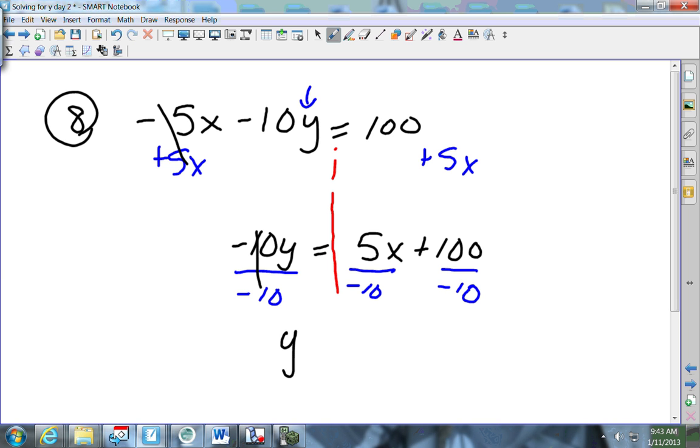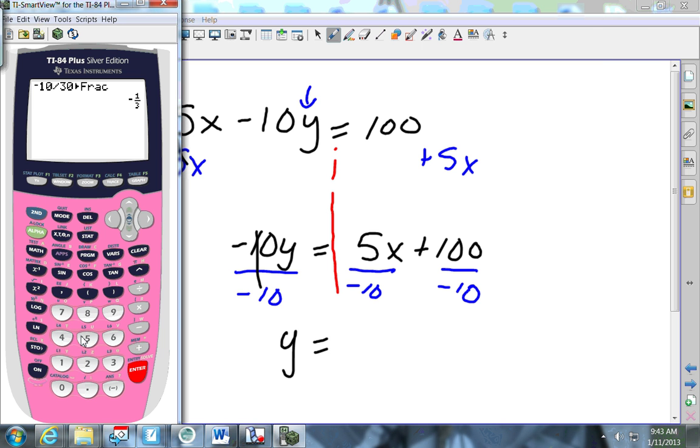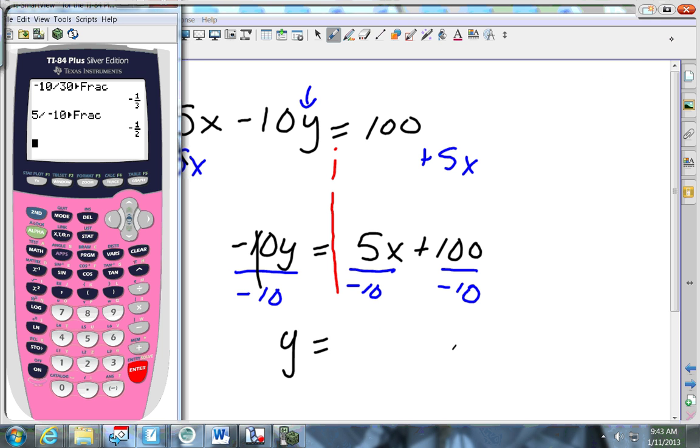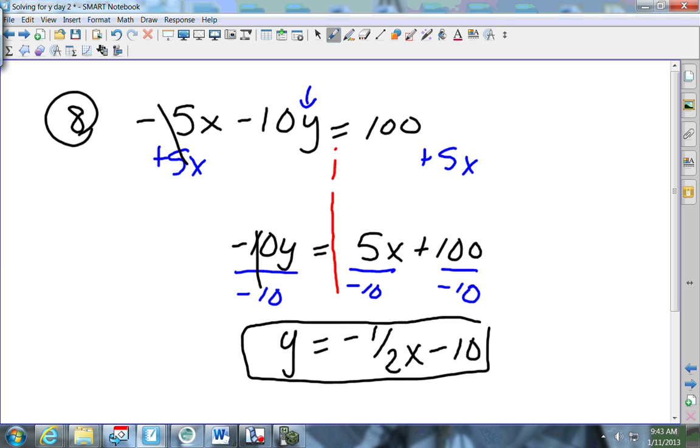Right here, y equals, remember on this fraction right here, just to remind you on using the calculator. You can go 5 divide, negative 10, math, enter, enter. You get negative 1/2. So I get negative 1/2 x minus 10. That's my equation. My slope is negative 1/2. My y-intercept is 0, negative 10.